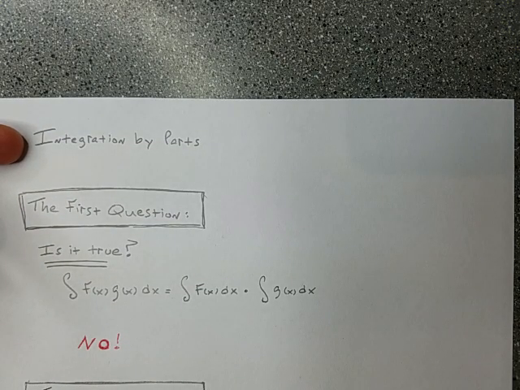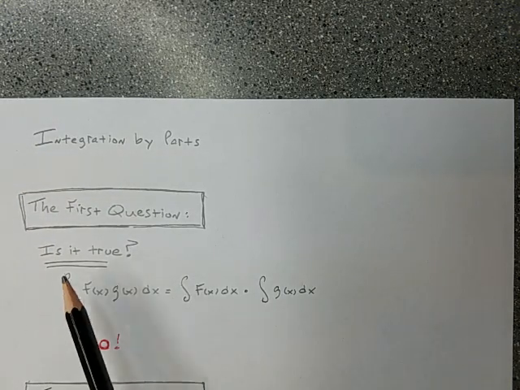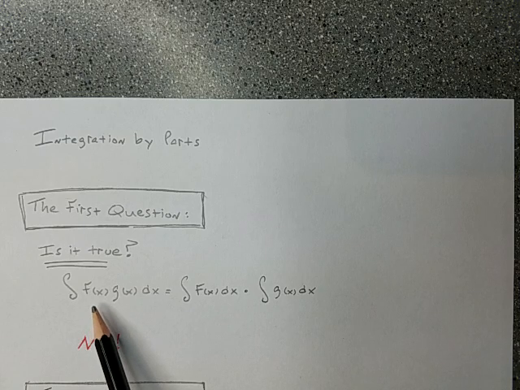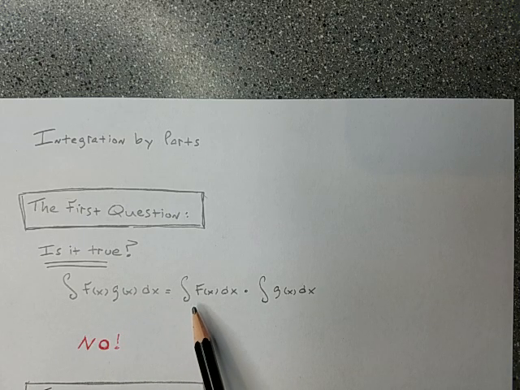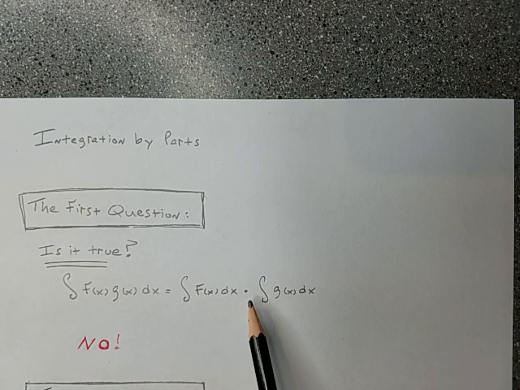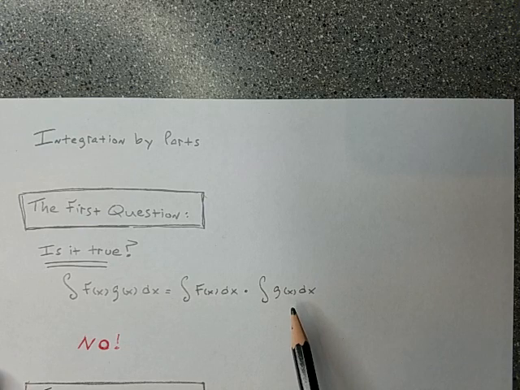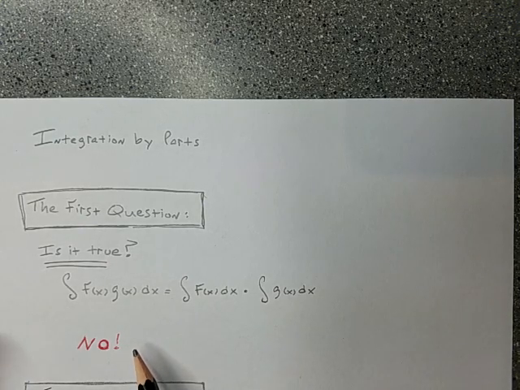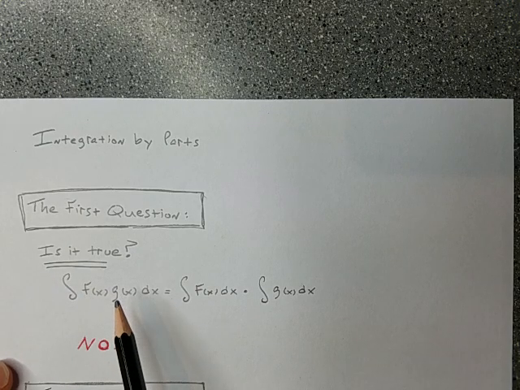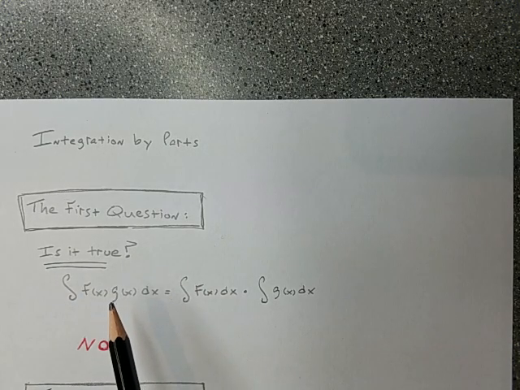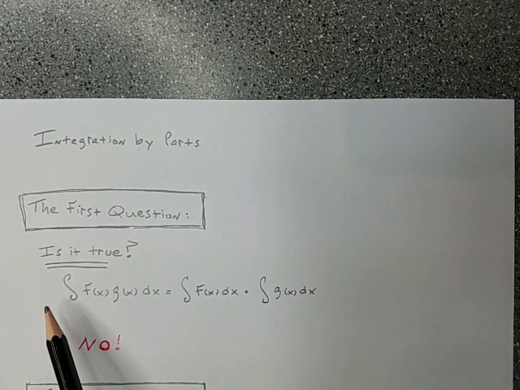So I ask you, is it true that the antiderivative of a function f times a function g is equal to the antiderivative of f times the antiderivative of g? No, definitely not. For derivatives, isn't there a special rule for the derivative of a product? Yes, there's the product rule. That's what you use. Same thing is true for antiderivatives.